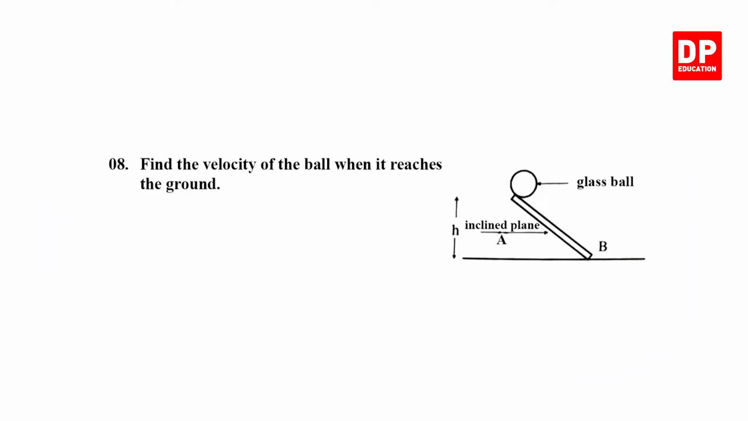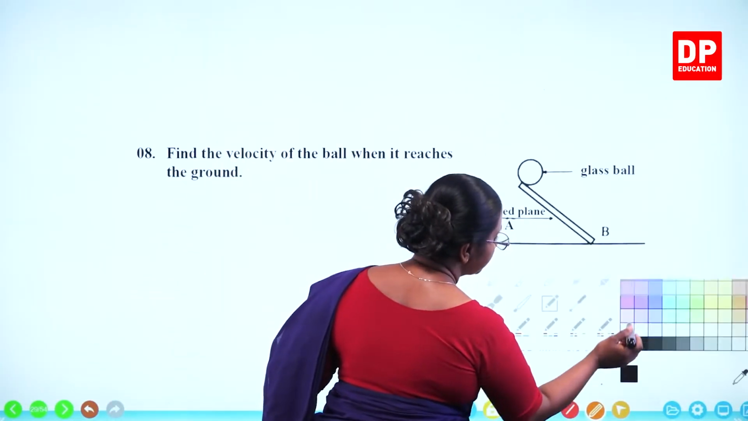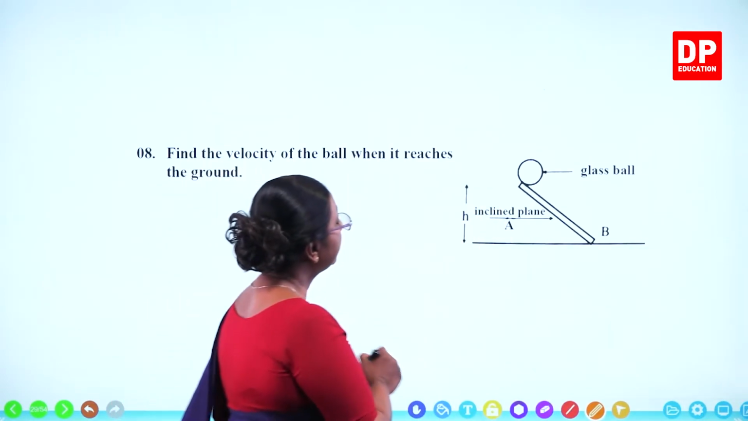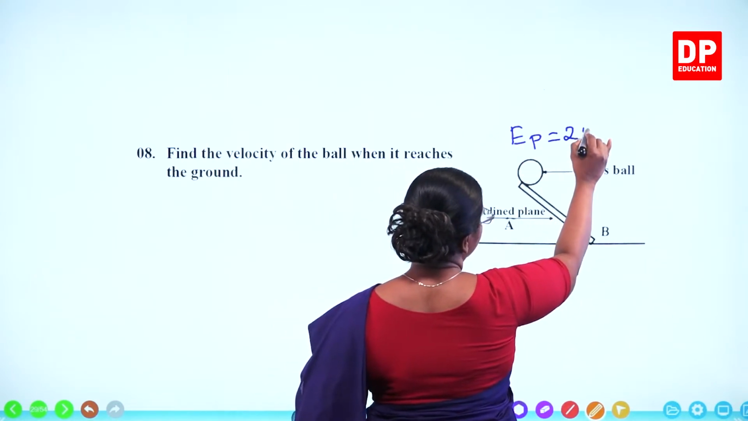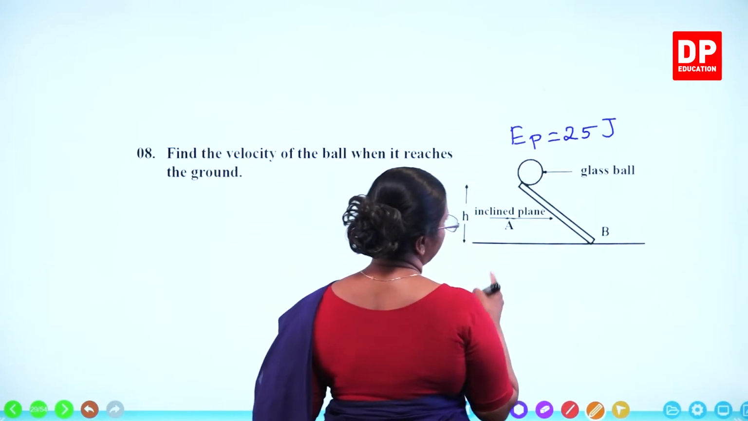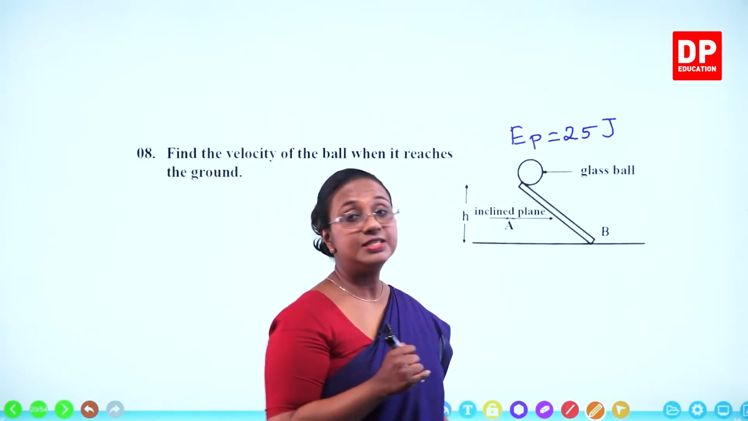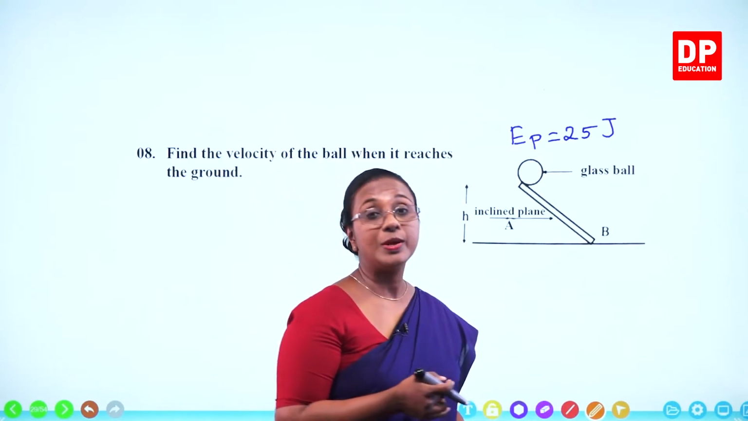That is part 8 of the question. Find the velocity of the ball when it reaches the ground. How do you do that? Find the velocity of the ball when it reaches the ground. Now here we calculated E potential as 25 joules. What happens there? Here velocity is 0. Kinetic energy is 0. Here there is a velocity.